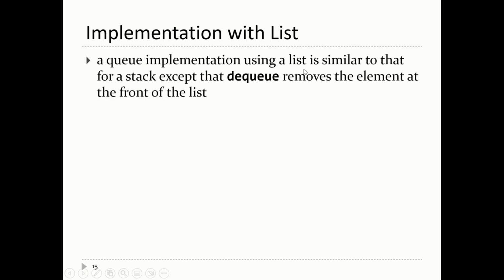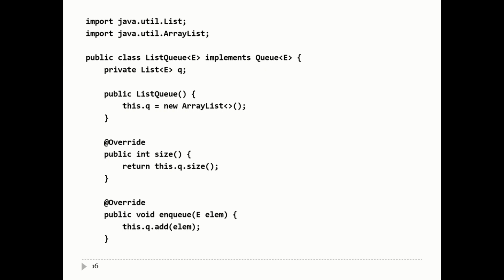Okay, so if you use a list, then it's almost the exact implementation as stack, except where in a stack we removed the element from the back of the list, now you're going to remove the element at the front of the list. You don't want to do it this way. So here's ListQueue. It's going to implement our queue interface. Internally, it just has a list of some kind.